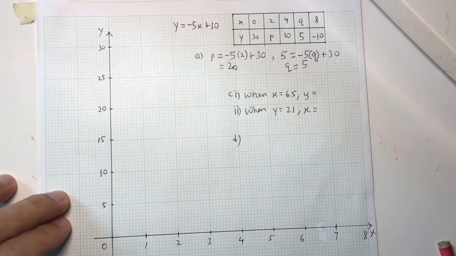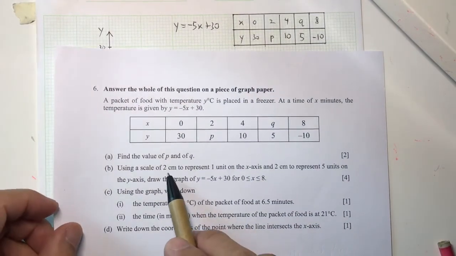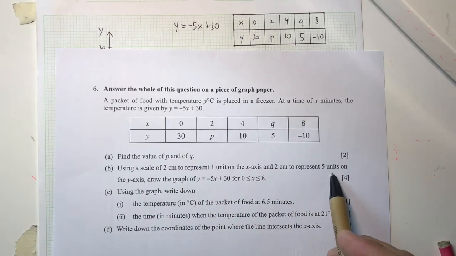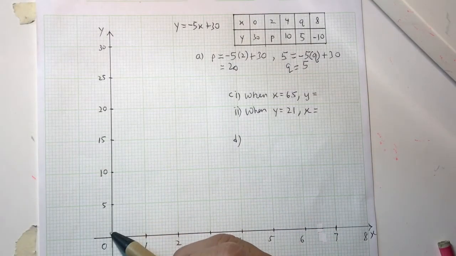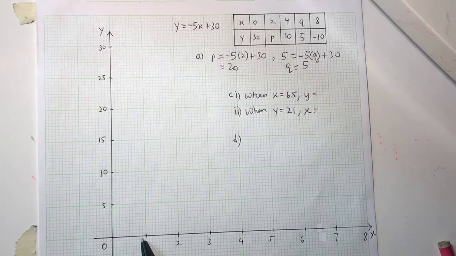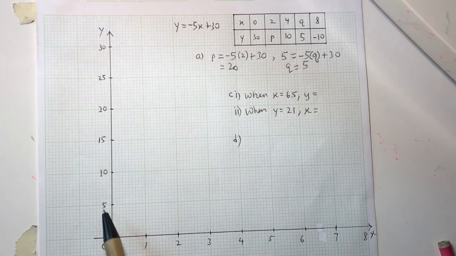Next, we have to draw the graph, and we are given the scale is 2 cm to 1 unit on the x-axis and 2 cm to 5 units on the y-axis. So 2 cm, which is a big square, to represent 5 on the y-axis, and 2 cm to represent 1 on the x-axis. Make sure that you have labeled the axis properly, with the x and y numbers on the left of the y-axis and below the x-axis.